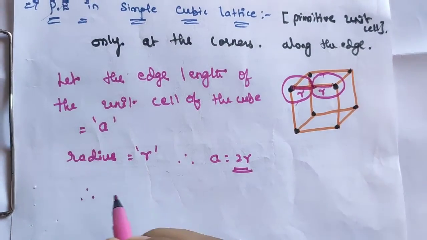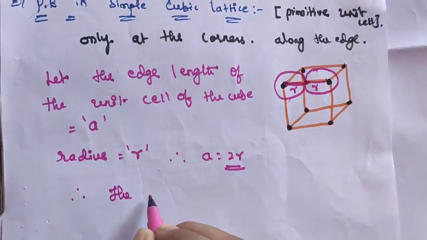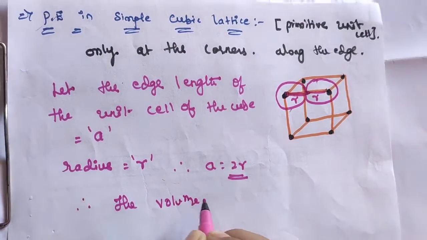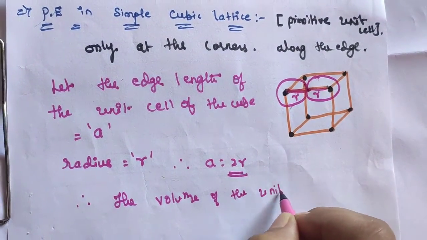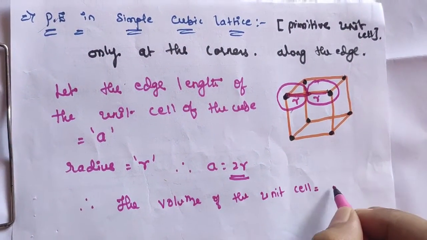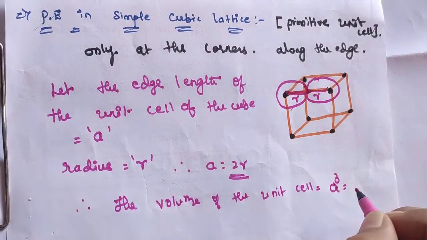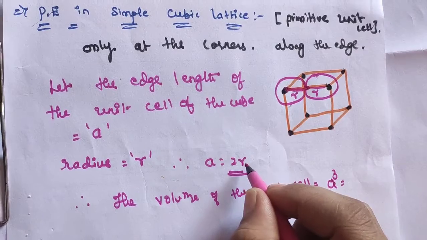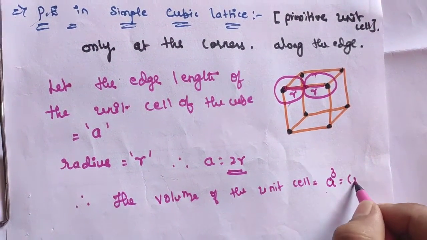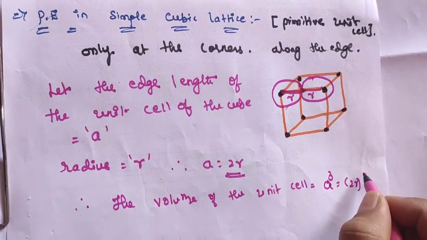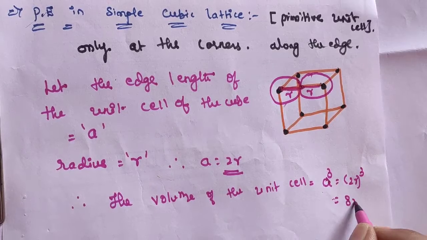Therefore the volume of the unit cell is taken as a cube. We have already known that a is equal to 2r, so the volume is 2r cube, and that is 8r cube.